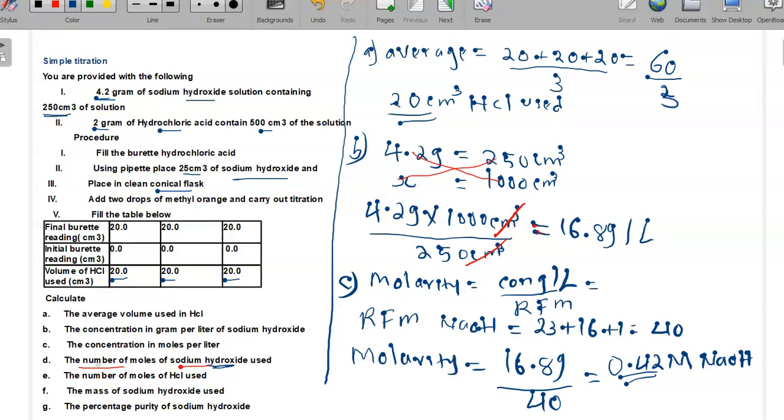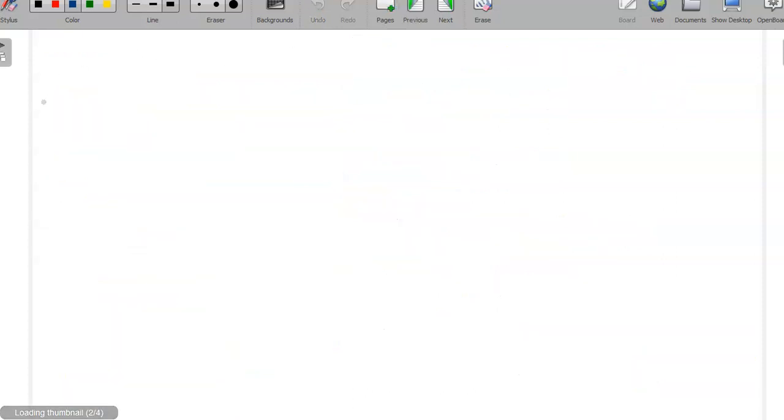But let us go to part D. Sorry, that was part C. We have done it. The concentration in moles per liter, we have done it: 0.42. I mean part D. Part D is asking the number of moles of sodium hydroxide used. How do we get the number of moles of sodium hydroxide used? Let us go to a new page. That is part D.